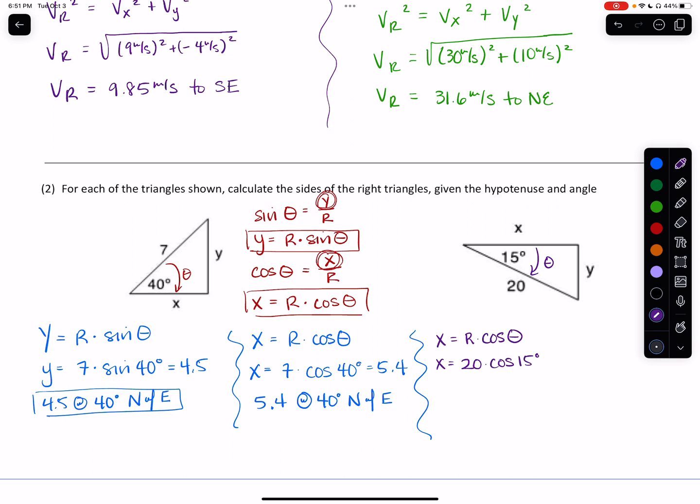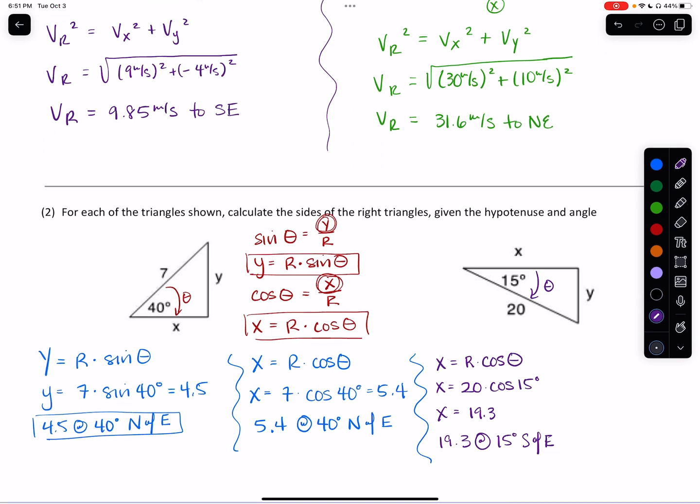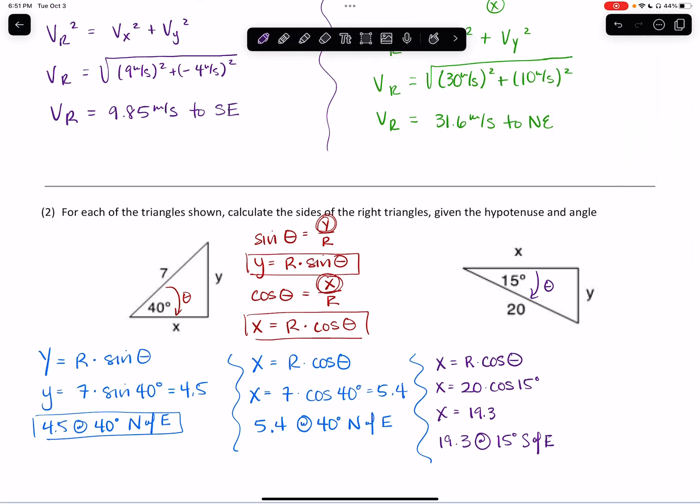Plug that into my calculator and I get 19.3 for the magnitude of that vector. And then if I utilize my angle and give the full direction, I get 19.3 at 15 degrees, and I'm to the south of east here. Okay, I'm going to move this up, just so it's out of the way.